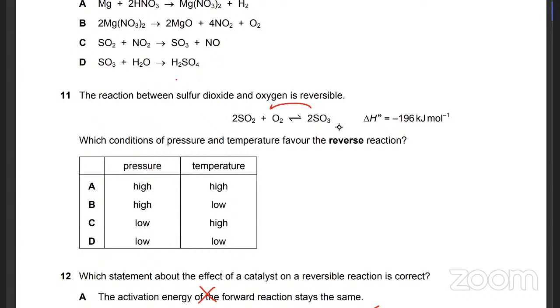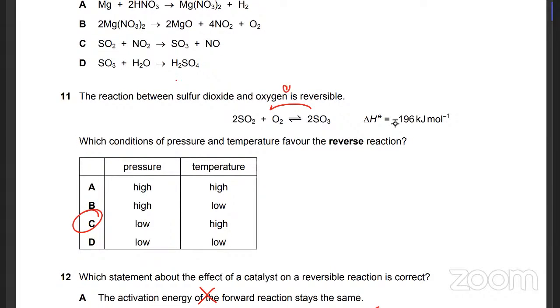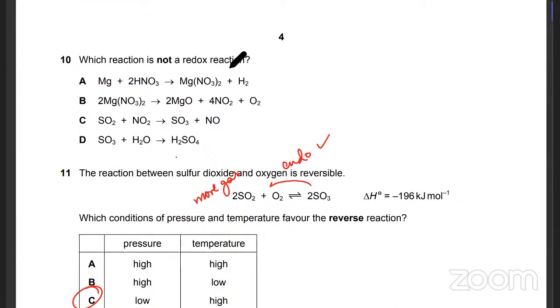C, low pressure, high temperature. Low pressure will favor the side with more gas moles, which is this one. High temperature will favor endothermic. The forward is exothermic, the backward is endothermic. So the endothermic direction is going to be favored, and more gas with low pressure. Okay, anyways, the next one: which reaction is not a redox reaction, quickly?